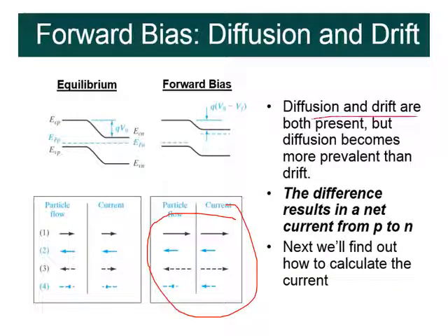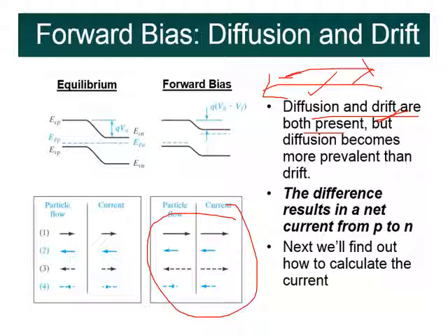Diffusion and drift are both present now. Why is diffusion present? Because the P side has more holes and the N side has more electrons. So holes are more on one side, electrons are more on the other side, and they will try to move to their opposite sides, because there exists a concentration gradient difference. And what about drift current? We have supplied some potential, and because of that we will find a drift current, right?